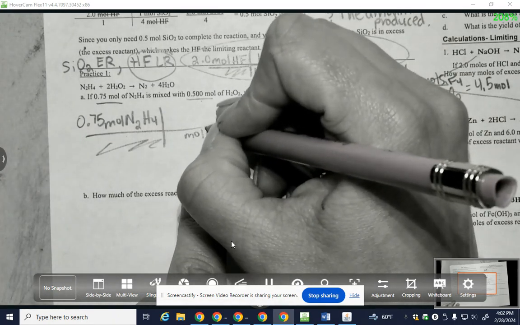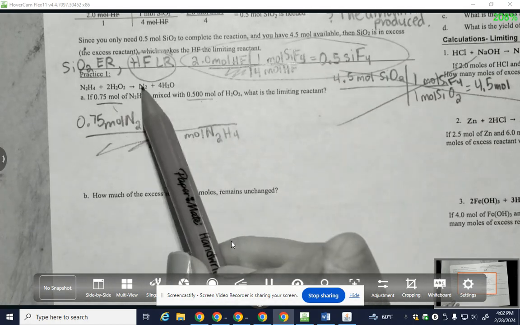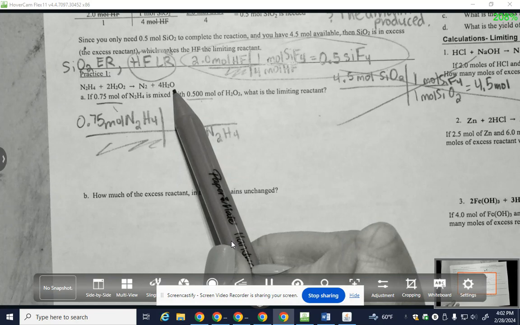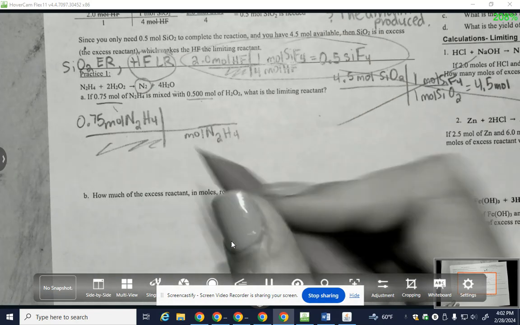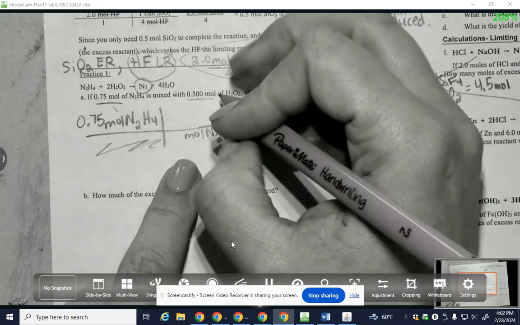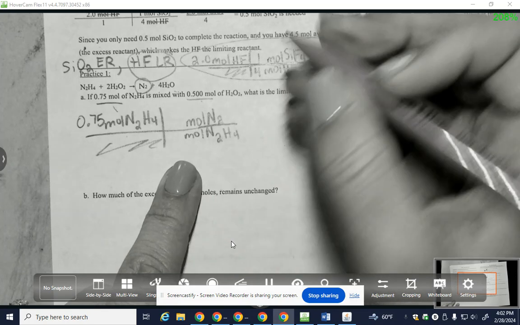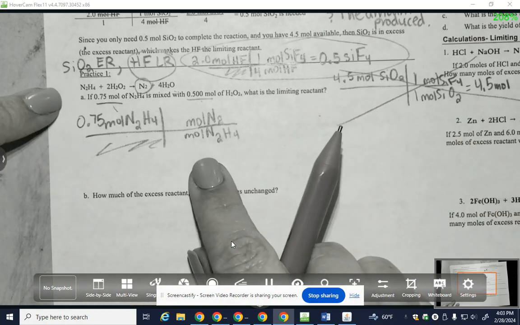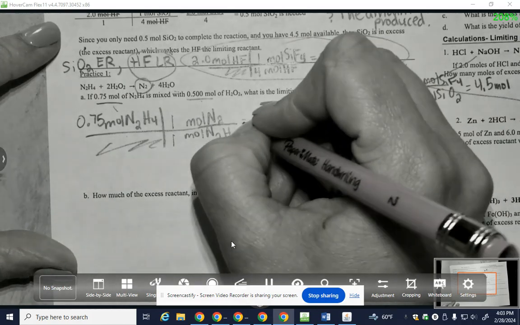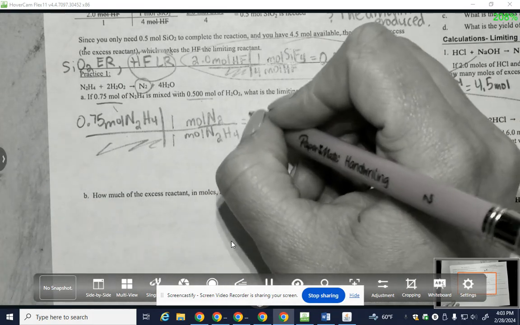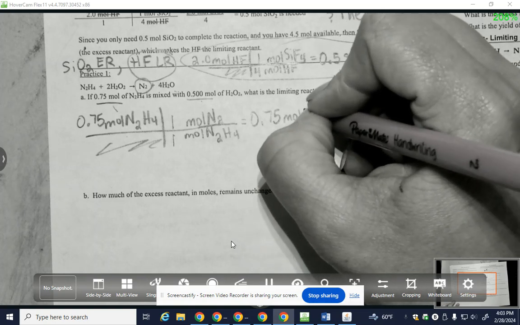Oh, silly me. What should I solve for? What do you guys want to pick? We have N2 or we have H2O? Do the N2? All right, sounds good. So we're going to go to N2. So we'll go moles N2H4, moles N2. Now looking at the balanced equation, I have a 1 down here and a 1 up there. So what is the answer? Yep, 0.75 moles of N2.